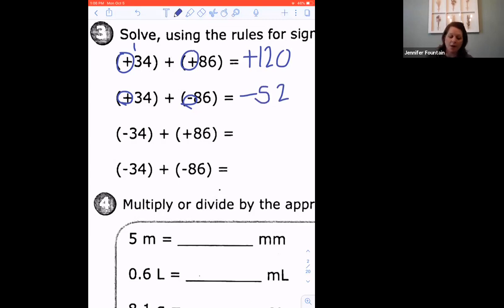Again, the one below that, I've got opposite signs. So I keep the sign of the larger. This time, the plus is with the 86. And again, I'm going to find the difference, but this time it is positive. Now the next one, my signs are the same. So I keep my sign, but I add them together and get 120. Okay, same signs, keep the sign, add them together. Opposite signs, keep the sign of the larger and find the difference.